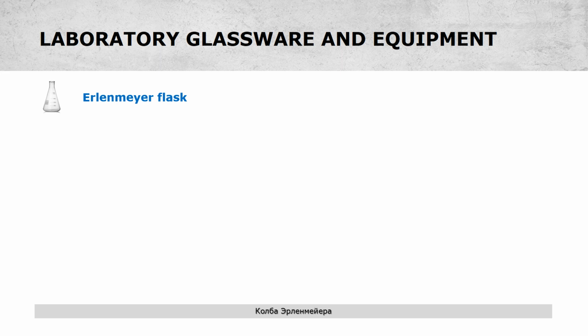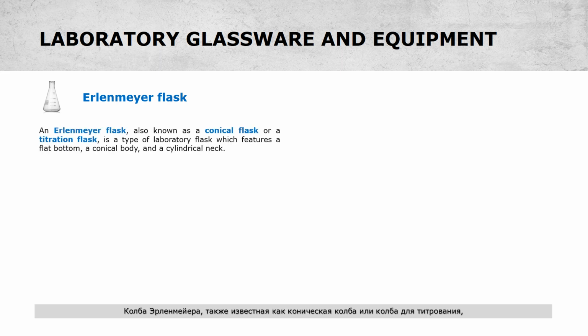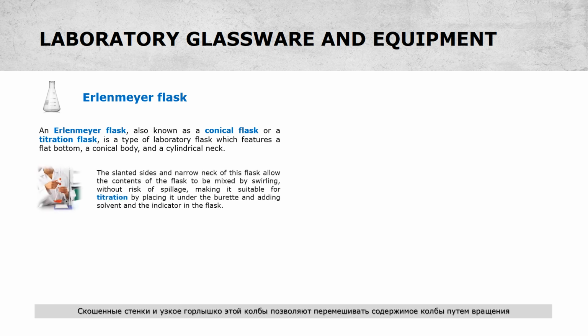Erlenmeyer flask. An Erlenmeyer flask, also known as a conical flask or a titration flask, is a type of laboratory flask which features a flat bottom, a conical body, and a cylindrical neck. The slanted sides and narrow neck of this flask allow the contents of the flask to be mixed by swirling, without risk of spillage, making it suitable for titration by placing it under the burette and adding solvent and the indicator in the flask.